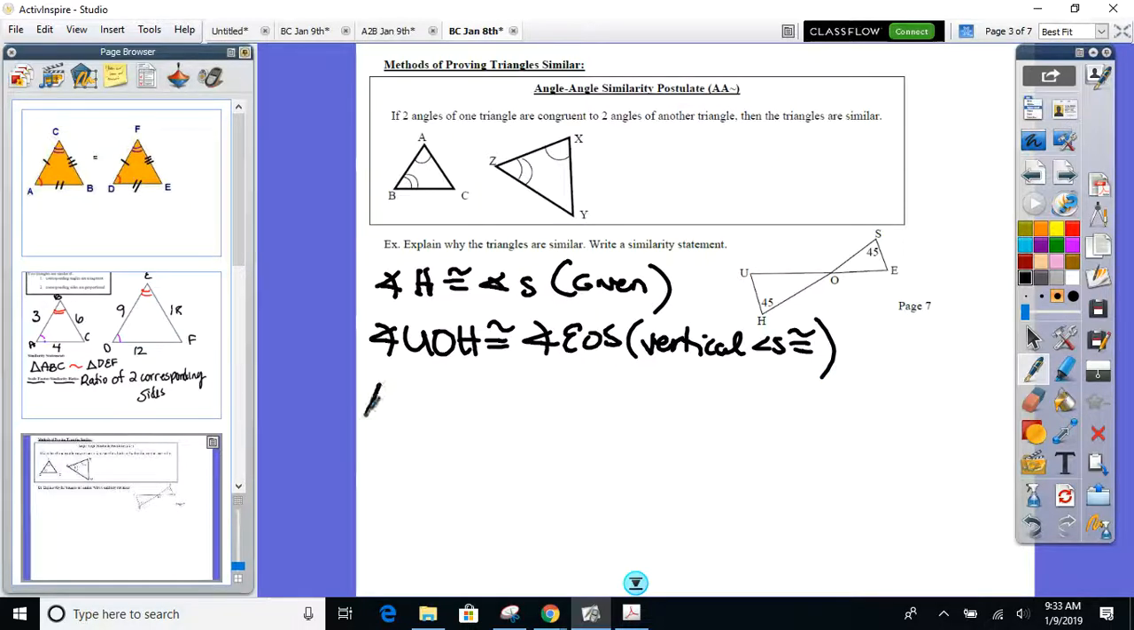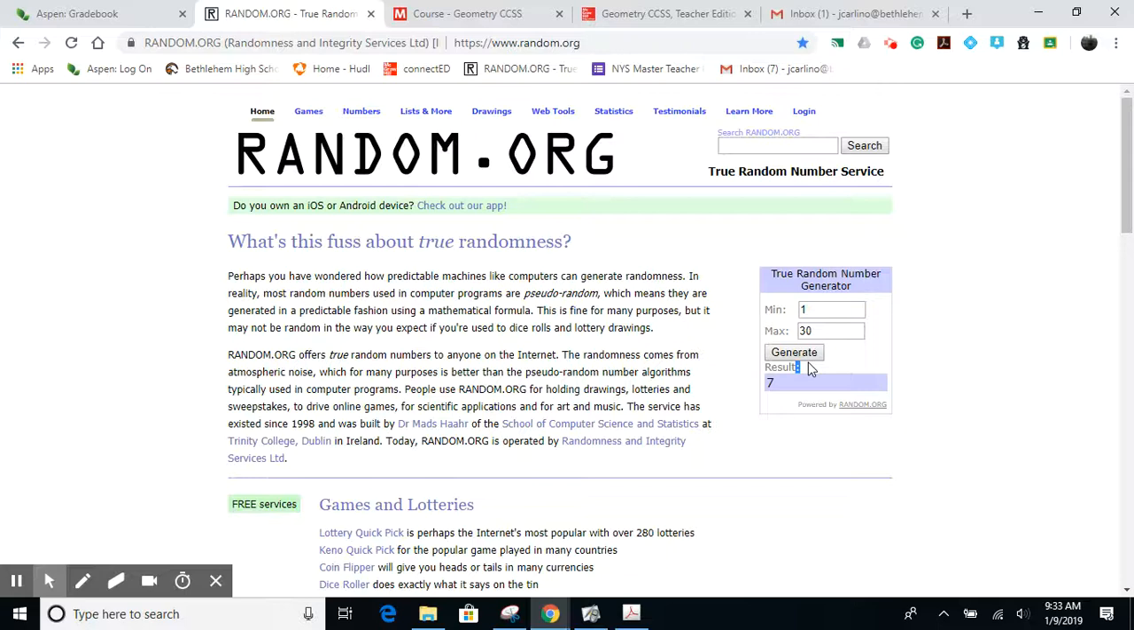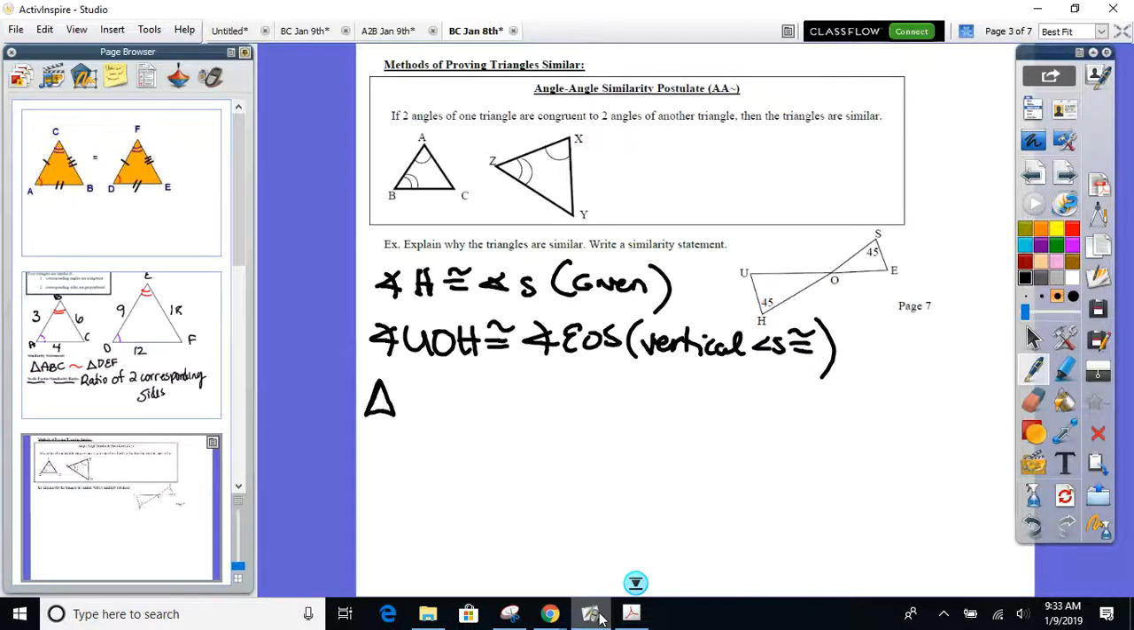No sides needed. Nothing. Only two pairs of angles. And then you could say triangle. I'm going to have somebody give me a good statement now, please. Good similarity statement. Great statement. Okay, hold on. HUO. Yep, similar to triangle SEO. I like it.